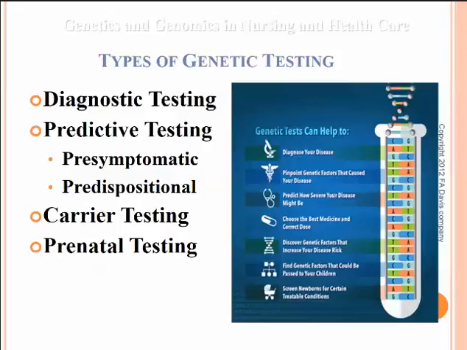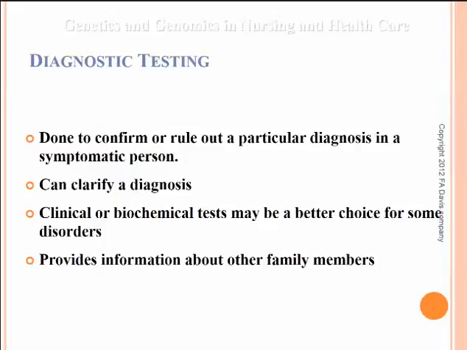Diagnostic testing, where you actually test to diagnose the disease. Predictive testing, which can be pre-symptomatic or predispositional. Carrier testing and prenatal testing. So you can see there's a lot of different categories here when we talk about genetic testing. Here's a little chart that kind of explains each bullet. Diagnosing the disease, pinpointing genetic factors that cause your disease, predict how severe your disease might be, choose your best medicine, discover genetic factors that increase your disease risk, find genetic factors that could be passed to your children, and screening newborns.